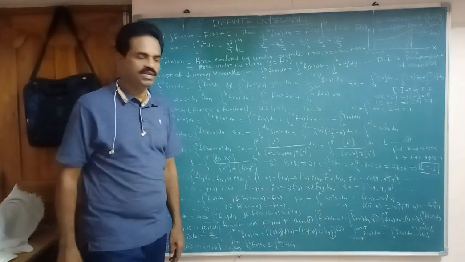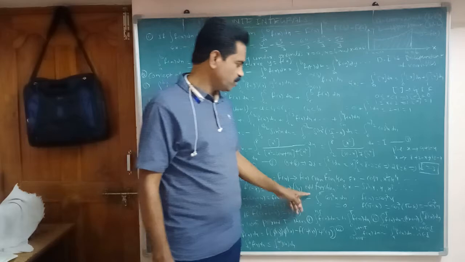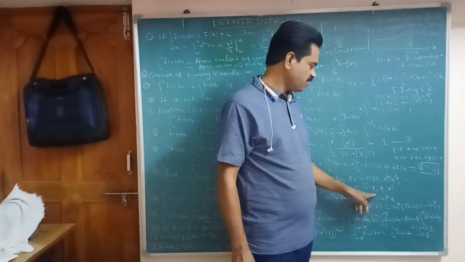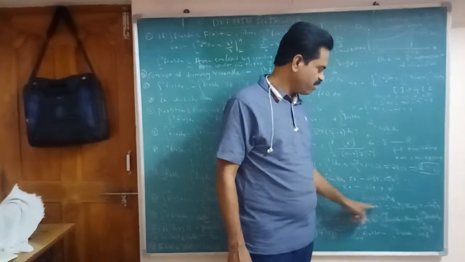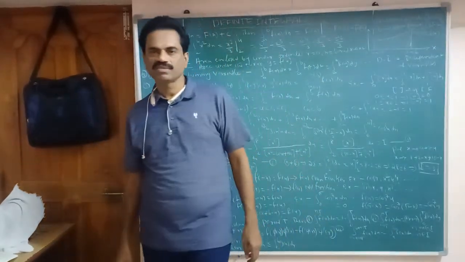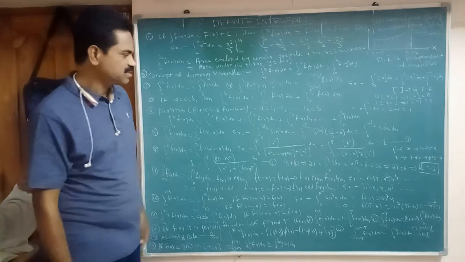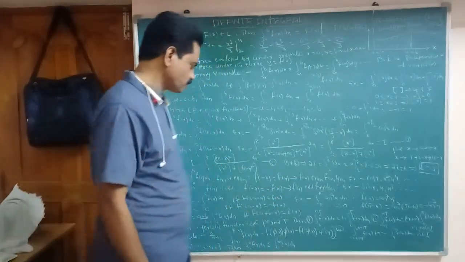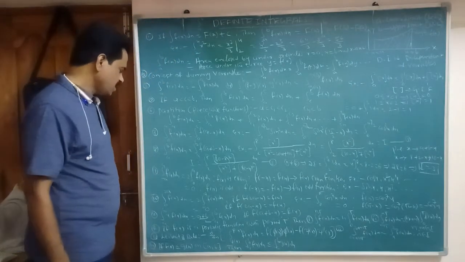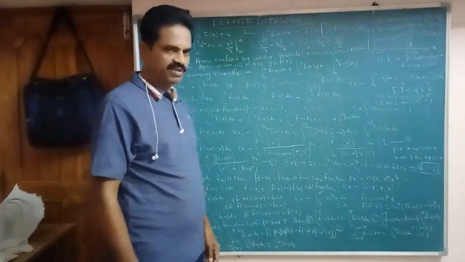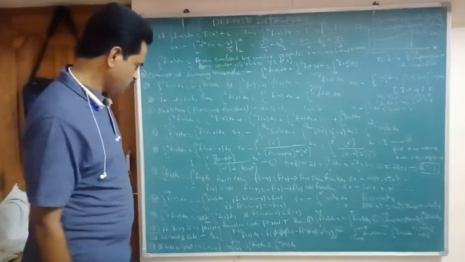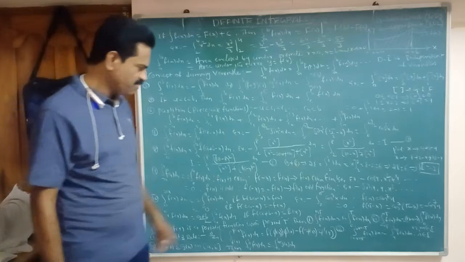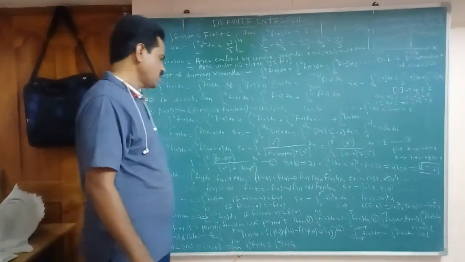Then its value is how much? 0. See here, 0 to pi cos power 7x dx, its value is 0. Since f of x equal to cos power 7x, f of pi minus x equal to cos power 7 of pi minus x, that is minus cos power 7x. So its value is 0. Next, the 11th one: integral a to b x f of x dx equals a plus b by 2 times integral a to b f of x dx, if f of a plus b minus x equal to f of x.